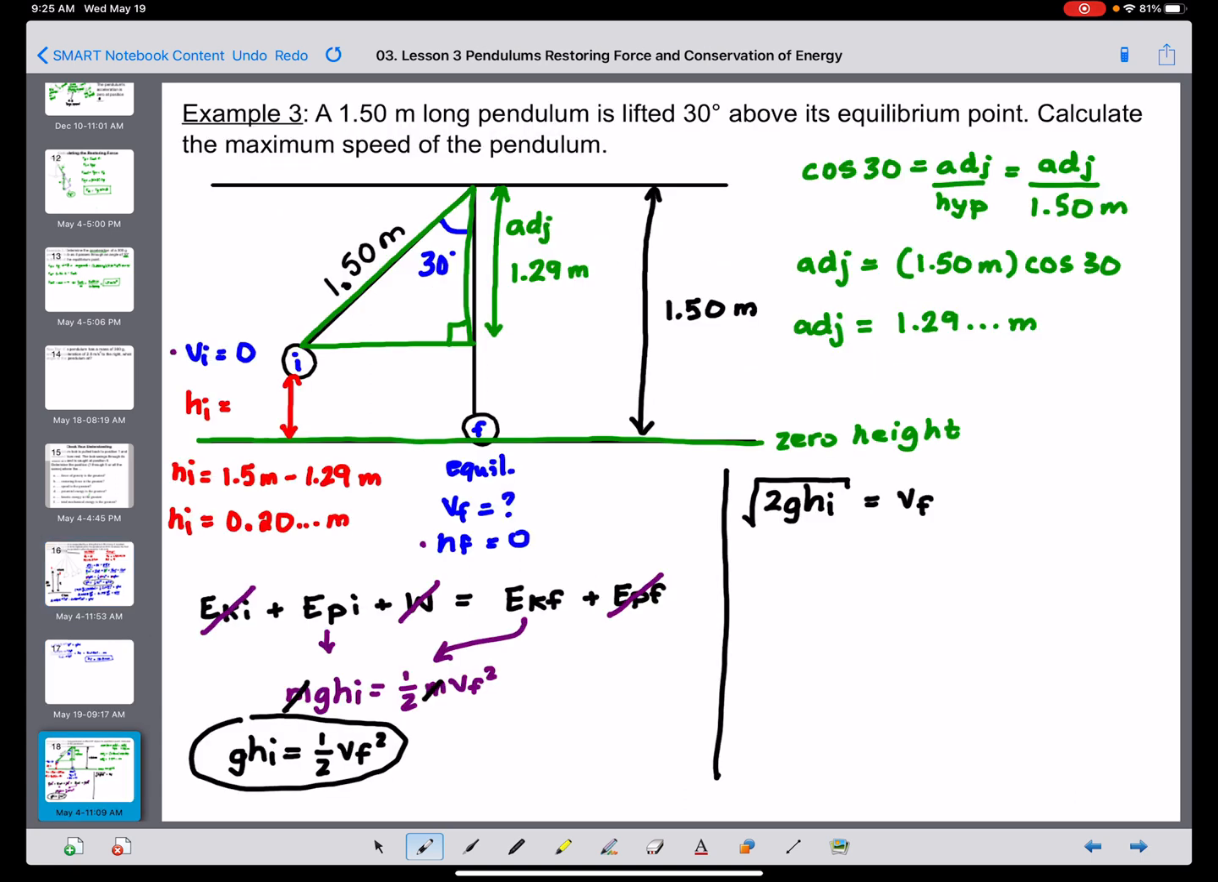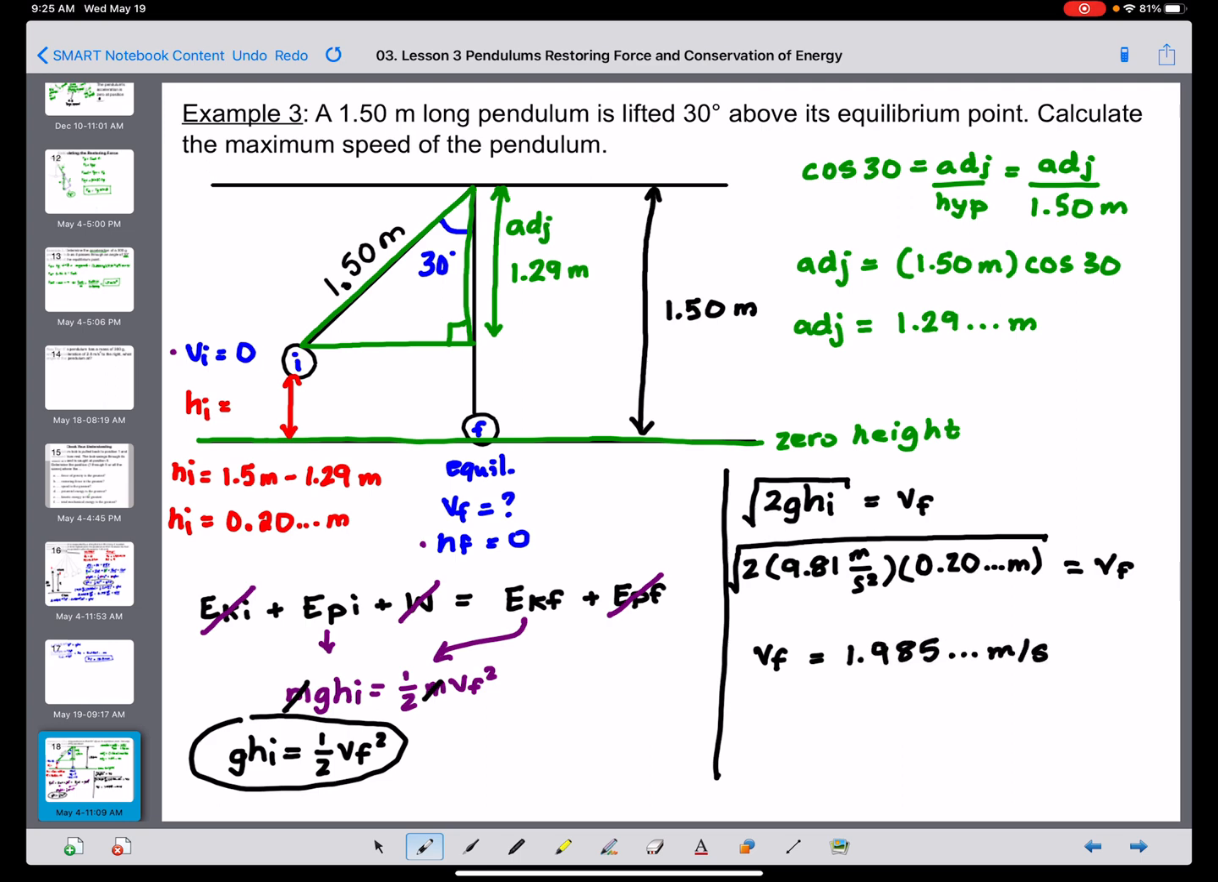Okay, so plugging in values here. So we're going to have 2 times 9.81 times HI, which we found, and it's 0.2. And we have to remember to square root all of that. And whatever that is going to be equal to VF. When I do that, I get that VF is equal to 1.985 meters per second. And here we only want 2 significant digits because the angle is only to 2 significant digits. So after rounding, we're going to get 2.0 meters per second.